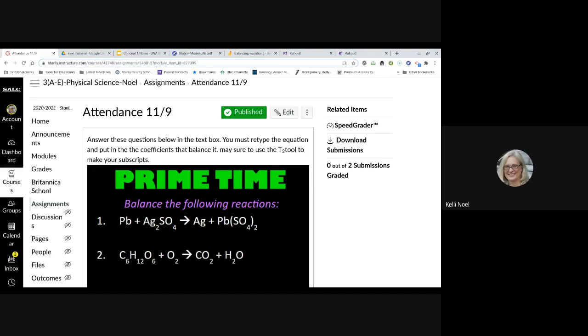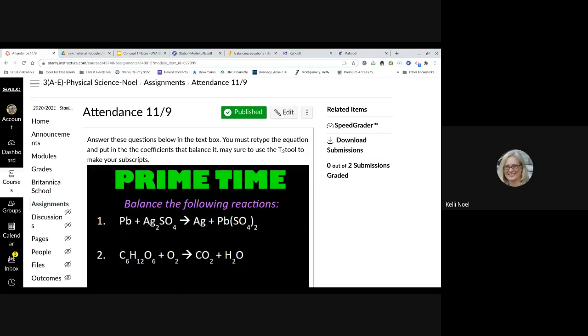I like to put the symbols for each. So I have Pb for lead, Ag for silver. I'm going to keep SO4 together because it's SO4 on both sides. If that SO4 was split up in the reaction, you'd have to separate it out. All right, so on the left side, I have one lead, 2 silvers, 1 SO4. On the right-hand side, I have 1 silver, 1 lead, and 2 SO4s.